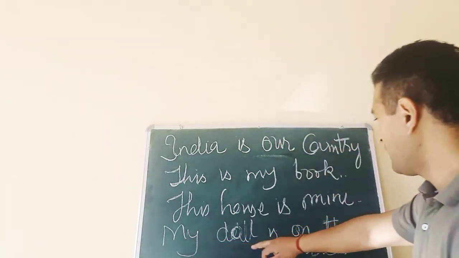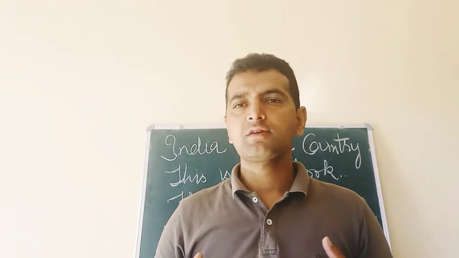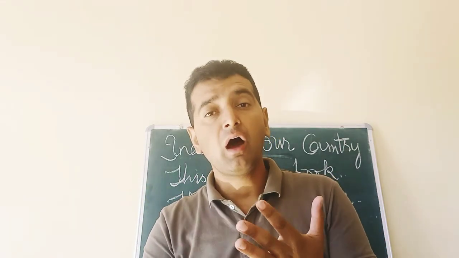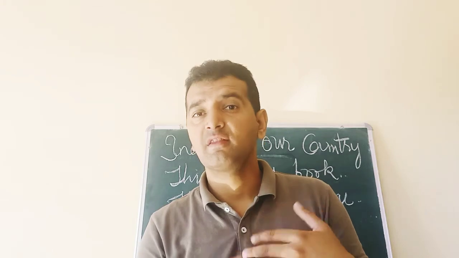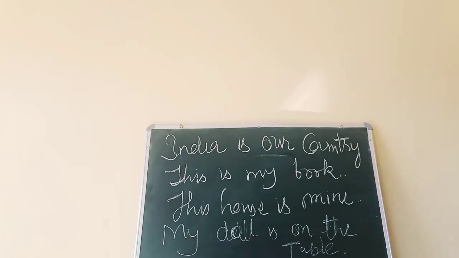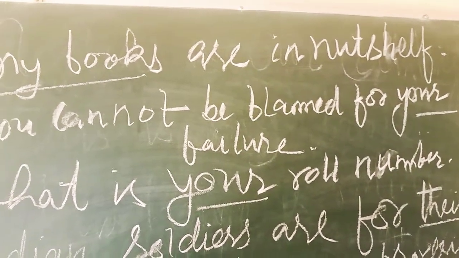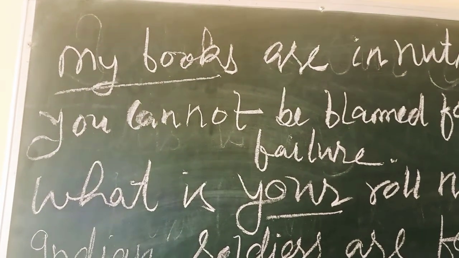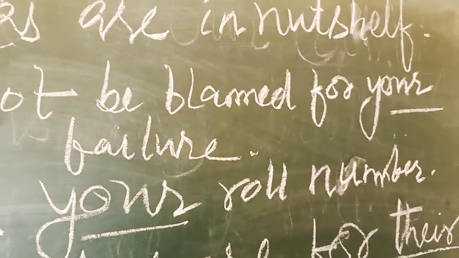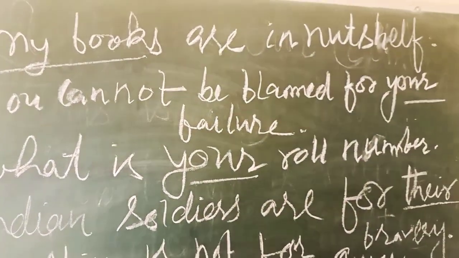Now, my doll is on the table. My doll, whose doll is this? It is my doll. And whatever words show ownership, like our, your, its, his, theirs, right? We will take some more examples. Here you can see some more examples, like: my books are in a nutshell. My books, the underlined word. You cannot be blamed for your failure. Your failure here, right?